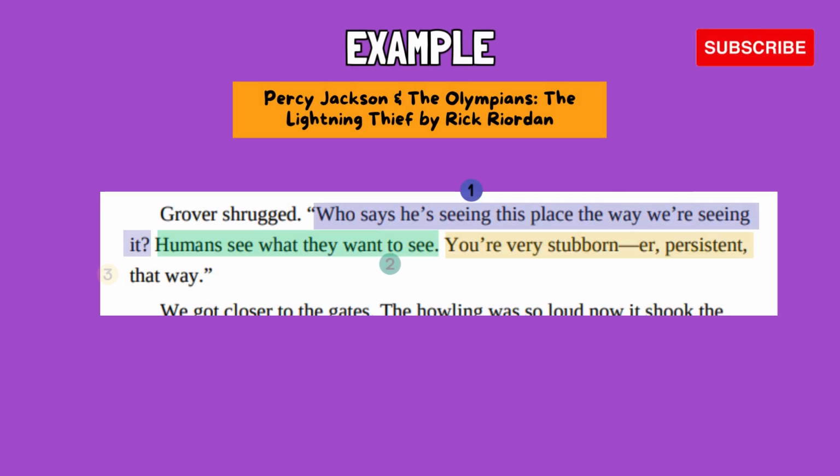Another example can be found in Percy Jackson and the Olympians, The Lightning Thief by Rick Riordan. In this example, the first part, "Who says he's seeing this place the way we're seeing it?" introduces the idea that not everyone sees things the same way. The second part, "Humans see what they want to see," explains this idea more clearly, focusing on human behavior. The third part, "You're very stubborn," or persistent that way, adds a playful comment, making the conversation more personal and lighthearted. This pattern keeps the dialogue interesting and easy to follow.